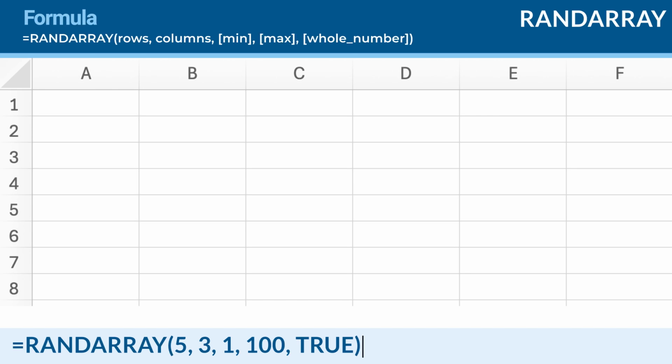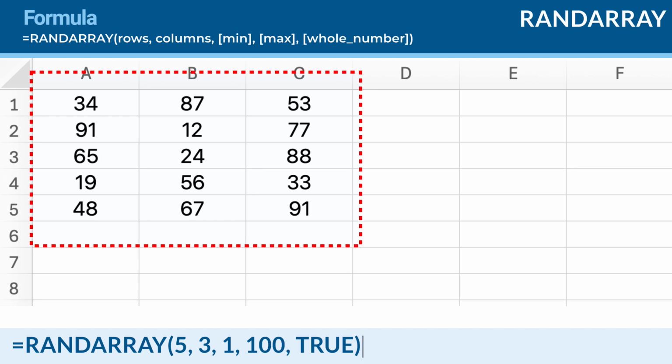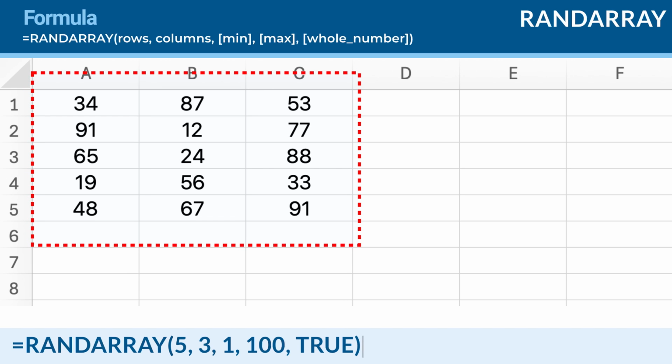Here is an explanation. Rows: 5 specifies that the array will have 5 rows. Columns: 3 specifies that the array will have 3 columns. Min: 1 sets the minimum value of the random numbers to 1. Max: 100 sets the maximum value of the random numbers to 100. Whole number: TRUE specifies that the function should return whole numbers only. Press Enter, and Excel will generate a 5x3 array of random whole numbers between 1 and 100.